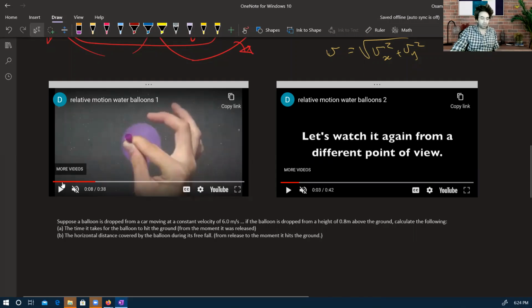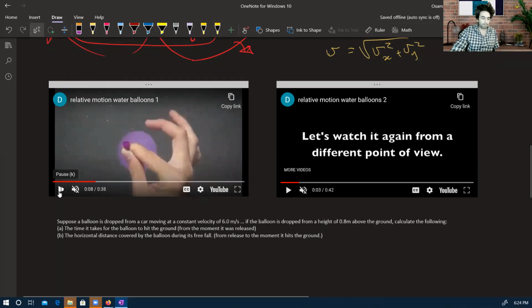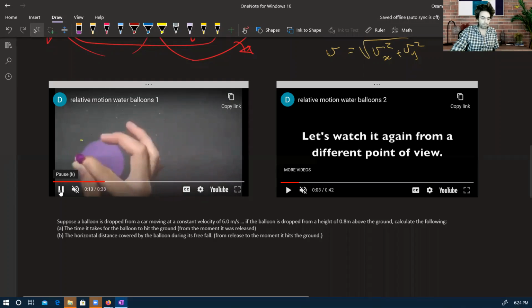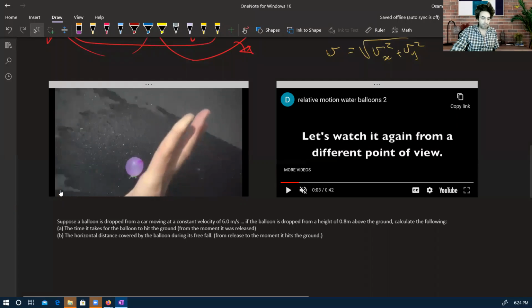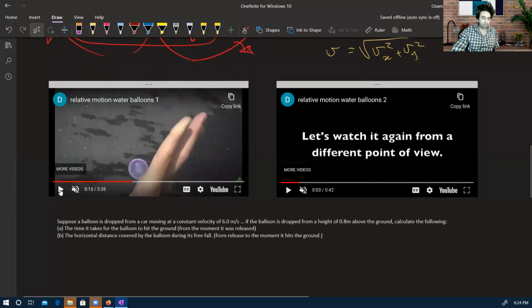So look at the balloon and its motion from this particular perspective. See it again. So you can see that the balloon is falling. If there was no splash of water in the background and so on, you wouldn't even tell that there's any kind of motion, right? Because the balloon stays in the same position relative to the hand at all times.